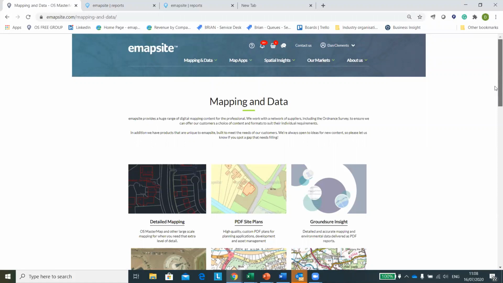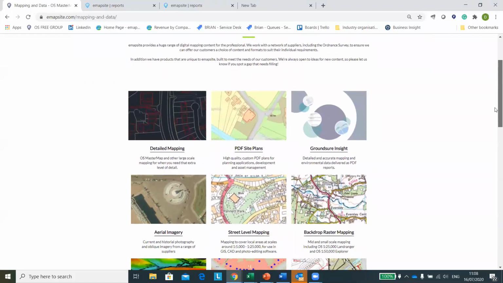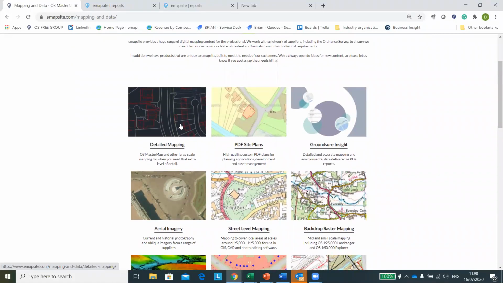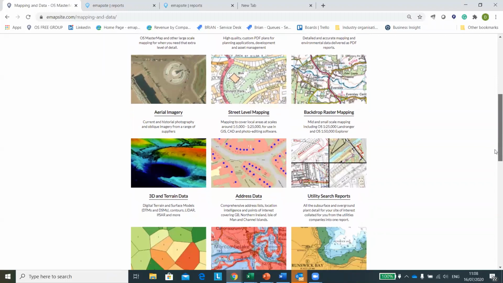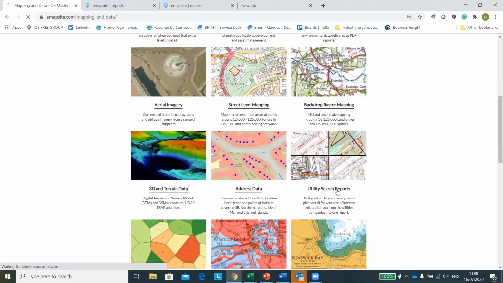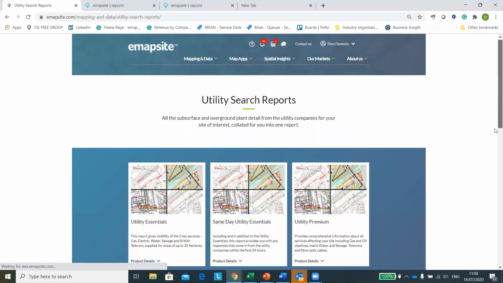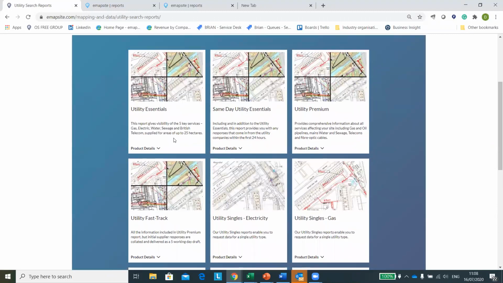These are the suite of different products and services we have. From the base mapping that Stephen mentioned, in terms of your master map extract or a vector map that will help define where you're interested in, and then going down the page to the different reports and services we have is our utility section. As Stephen's mentioned, we've got the essentials and premium services, the standard ones, the 5 and 10 day, and Stephen's also highlighted the new same day turnaround time.